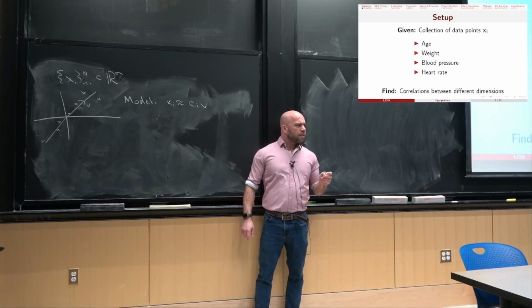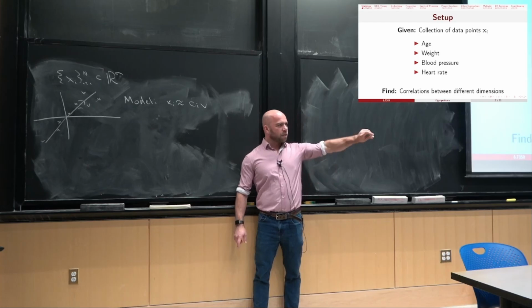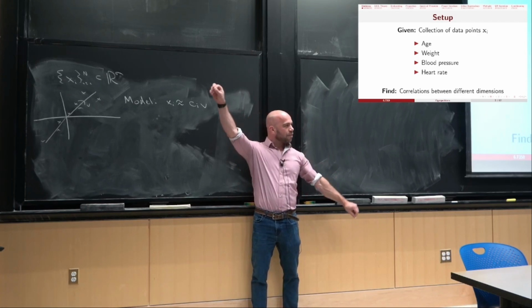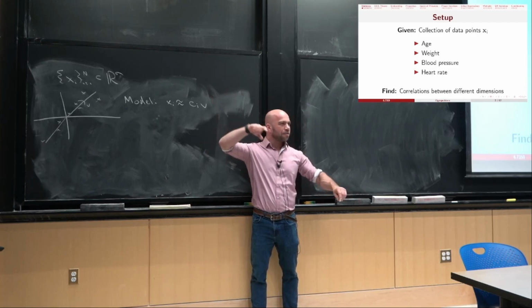Now, notice this isn't quite least squares. It's not that I'm trying to predict x2 from x1. It's more that I'm trying to explain the variation in my data. Do we see that's a little bit different?